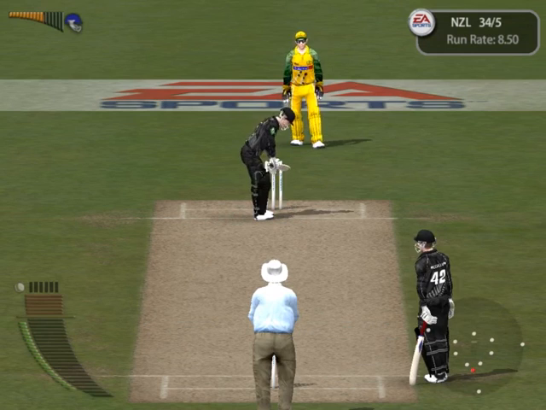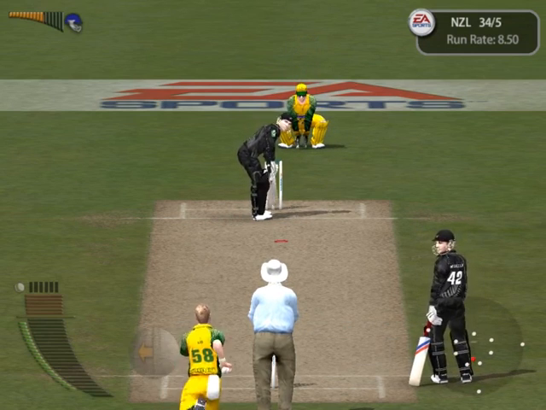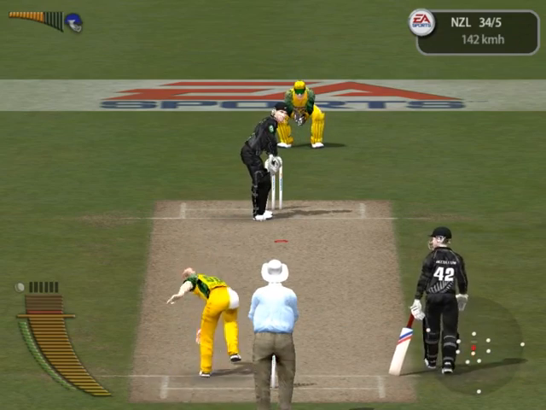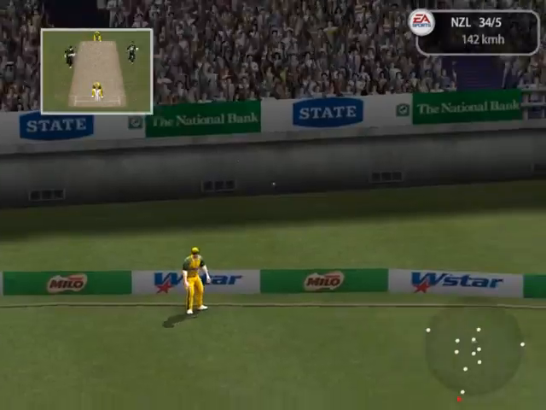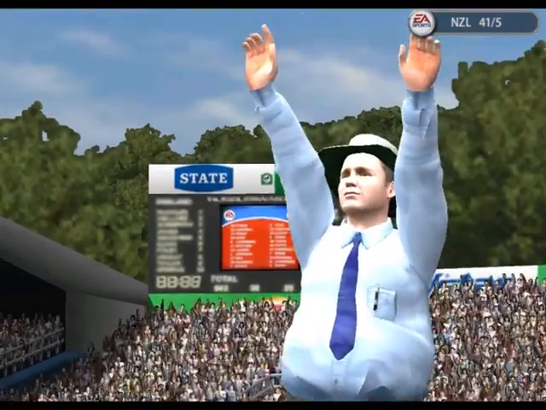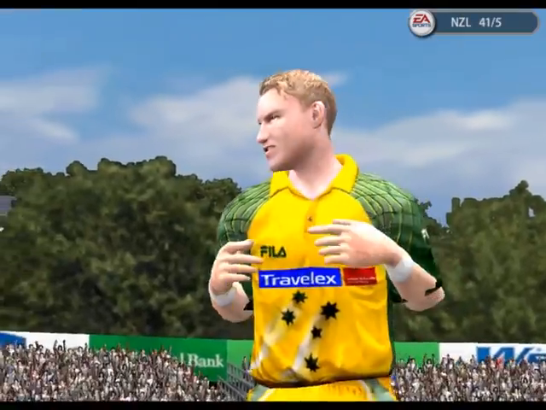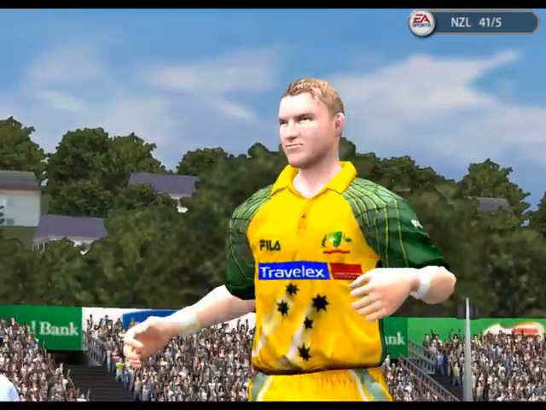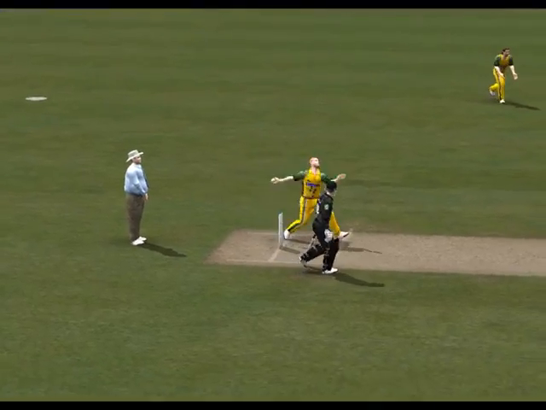Fleming is now facing. There's a no ball by Lee. Can't afford to bowl too many no balls in one-day cricket. That's over the rope. 6 runs off Lee. He really is very good straight down the ground. We can have a look at that again.